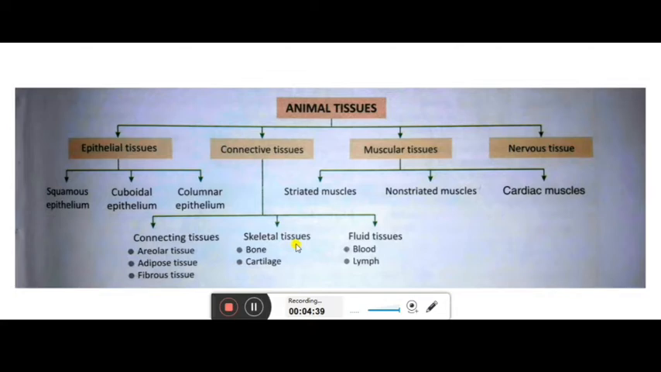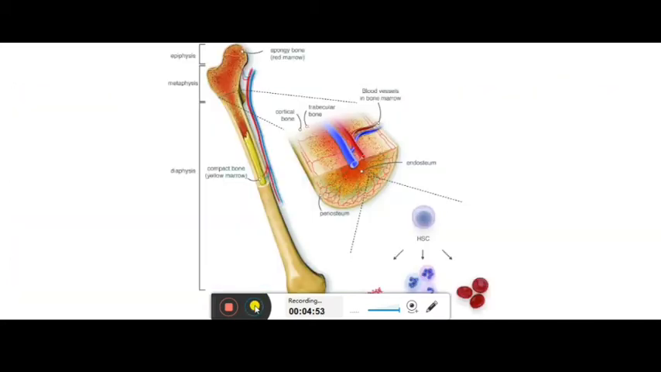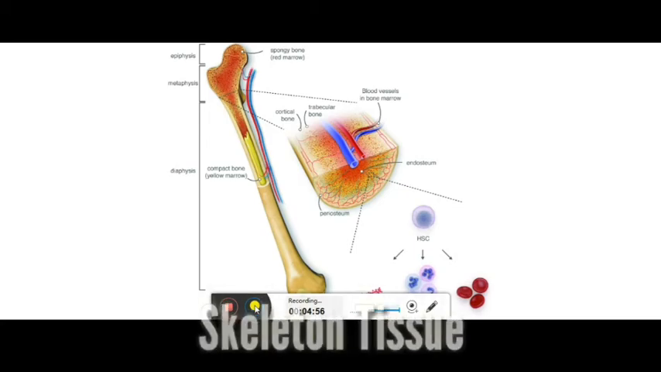Now children, next is the skeletal tissue. As you all know, skeletal tissue is a kind of supporting tissue. So here is bone and cartilage. One by one we will study about bone, and then we will study about the cartilage. Now children, here you see the bone.